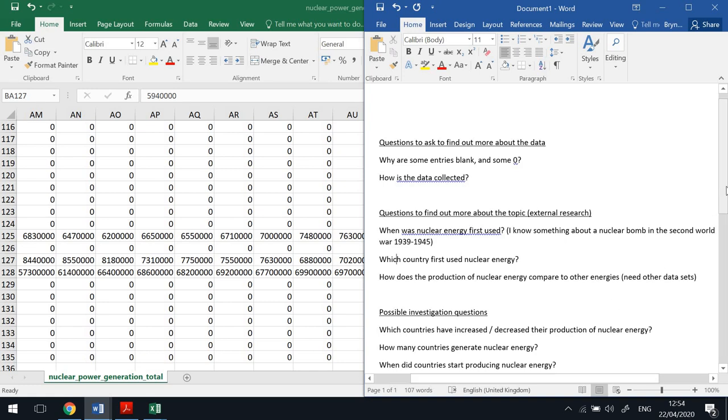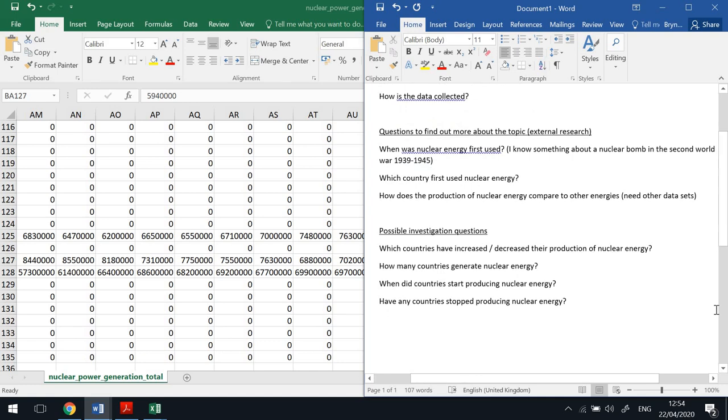Okay. Things that we could investigate within this: which countries have increased or decreased their production of nuclear energy. We can find out when they've started, how many. We could look at the total amount produced globally as well, because we've got all of the data for the whole world here, and also have a look at which countries start and stop. So that's just a few ideas of what you could research on this data.